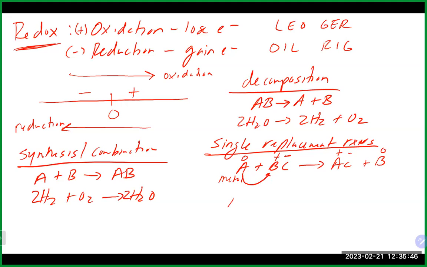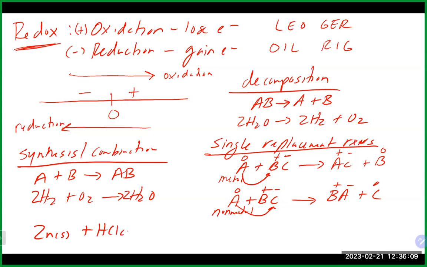You could also do this with non-metals. If this guy was a non-metal, it would come in and kick out the negatively charged guy, and we would make, again, a new ionic compound that looks something like this. So something like zinc plus some hydrochloric acid. You've probably done this at some point.